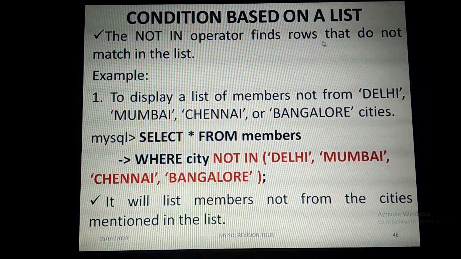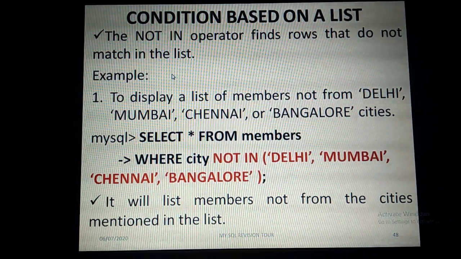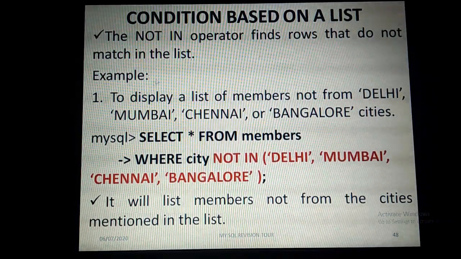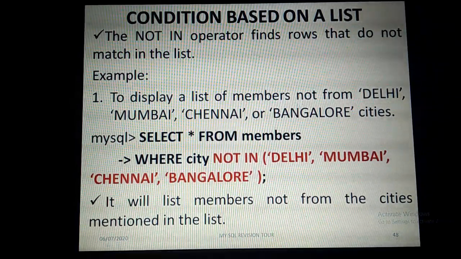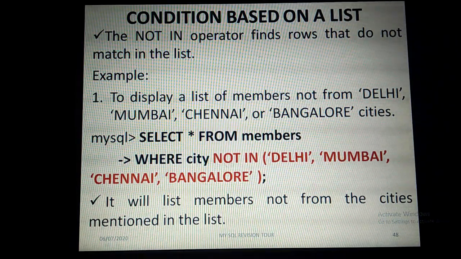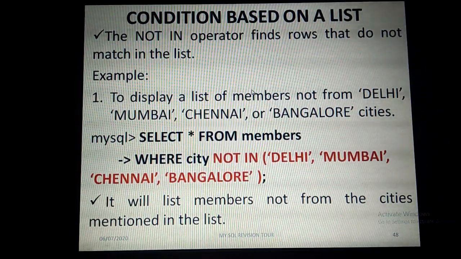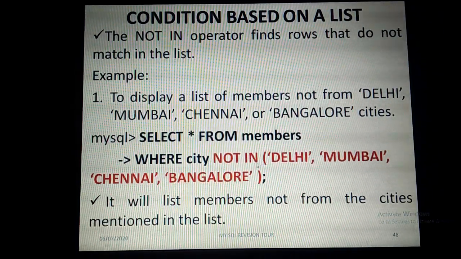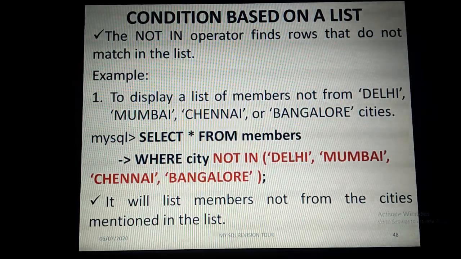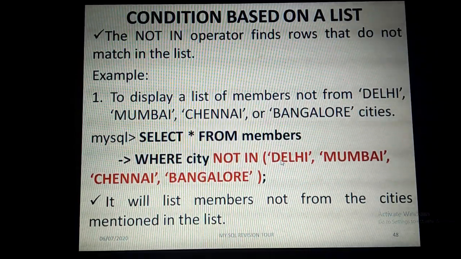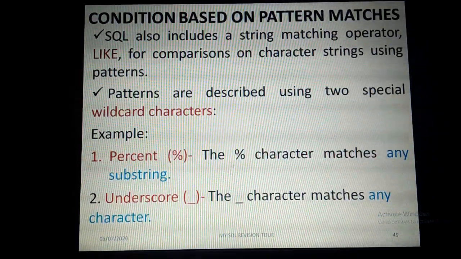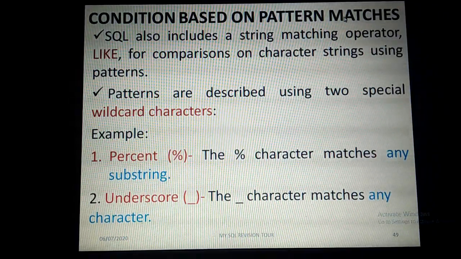Next is the not in operator. It finds rows that do not match the list. It will find and display the rows which are not matching the list. So, display a list of members not from Delhi, Mumbai, Chennai or Bangalore cities. So here not in is going to be used in the place of in. In the place of in, we are going to use this not in. So whose cities are not matching with this list of values are going to be displayed here.